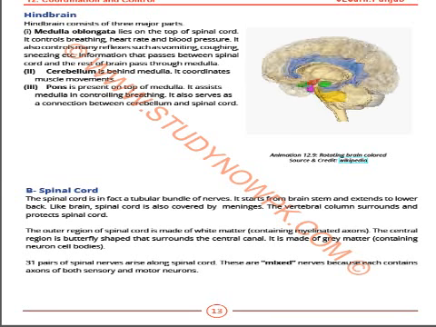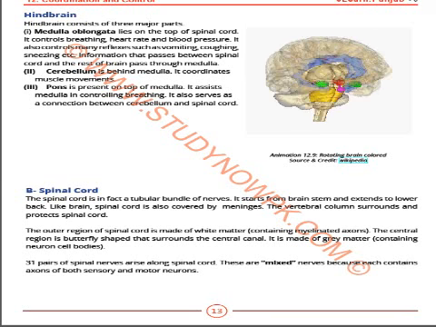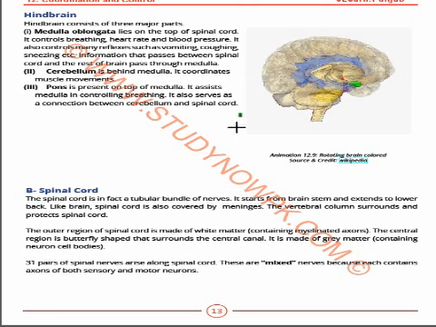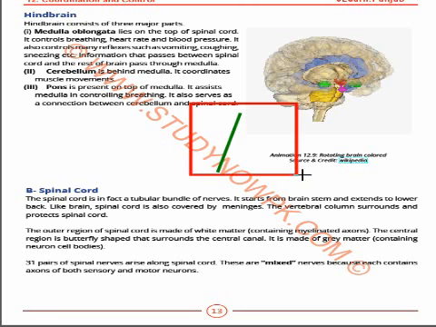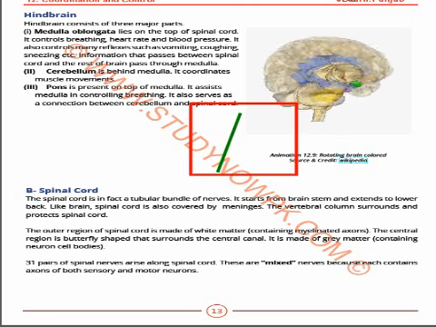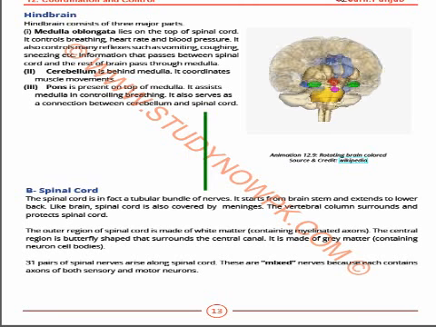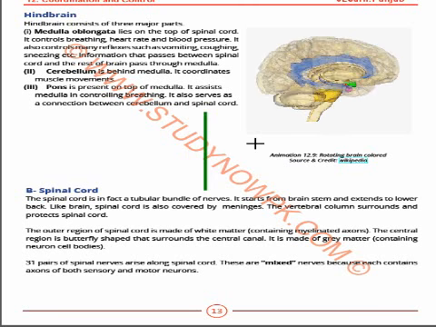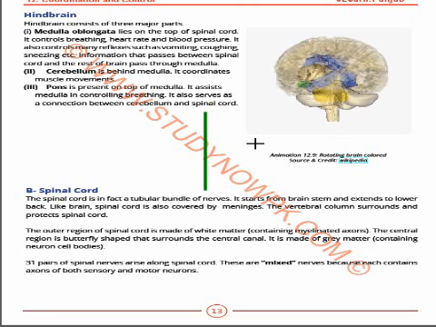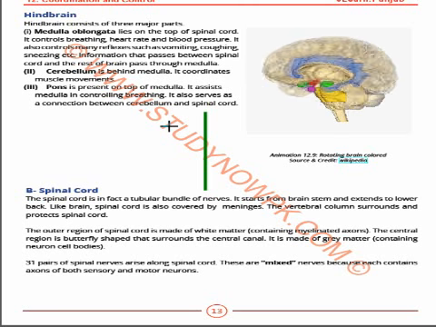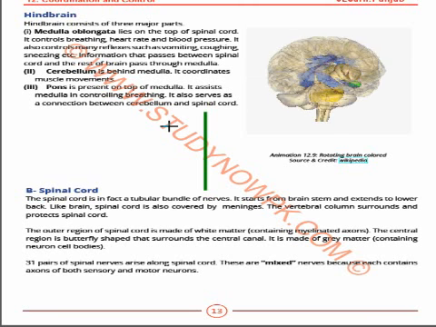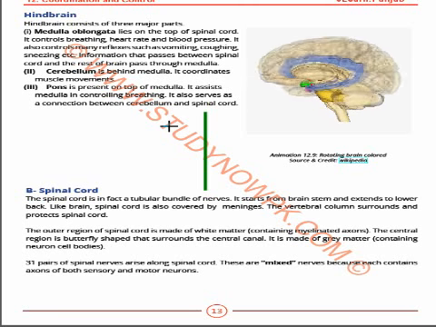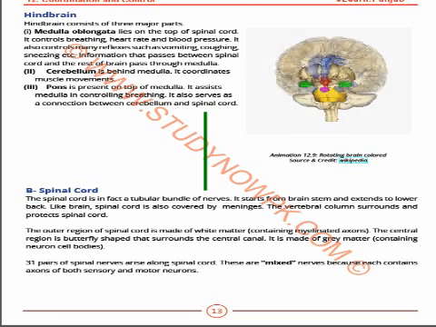Remember, the vertebral column in your back is this. This is your vertebral column. So it says that inside the vertebral column is actually your spinal cord, and the outer region of the spinal cord, I explained to you about the white matter and the gray matter.